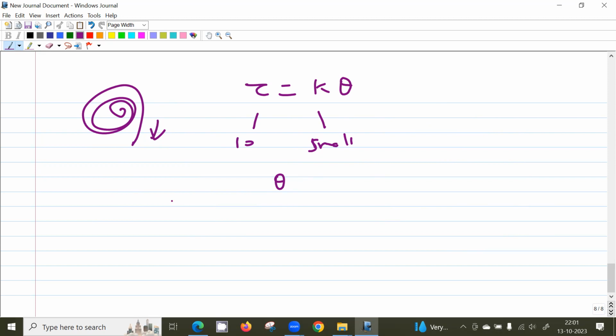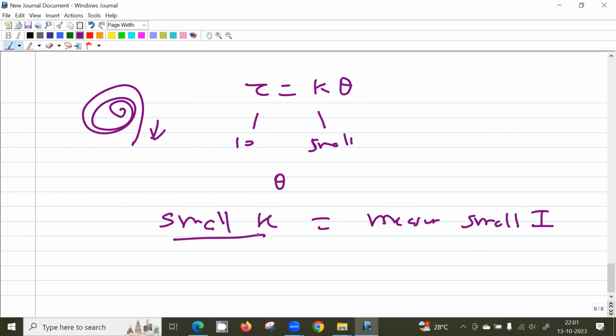So the advantage of having small K is we can measure small current, because small current will produce small torque and they will produce an appreciable deflection if K is small. But with this spring which has got small K, if we try to measure large current, then the spring will get fully wound.